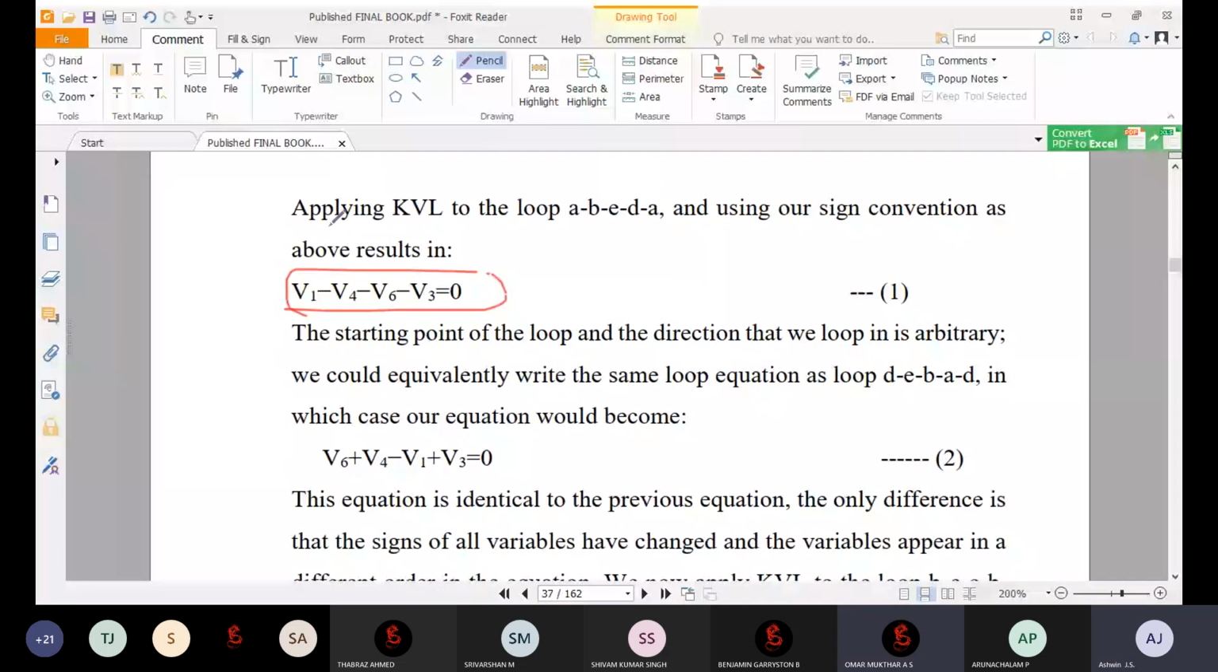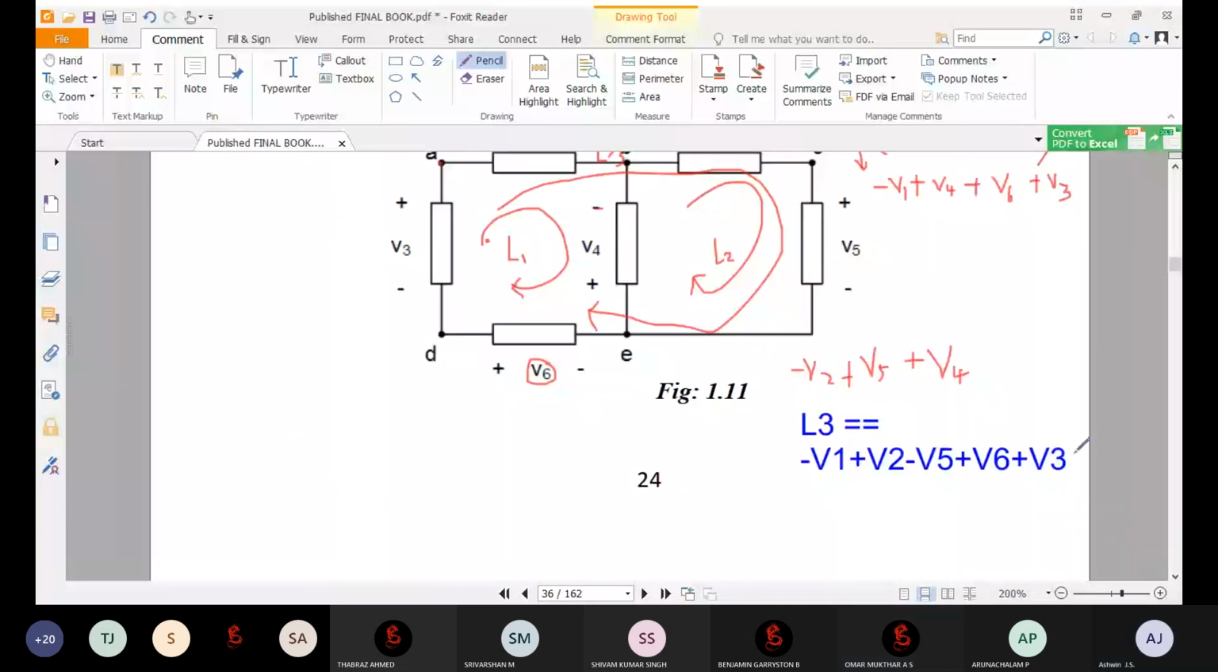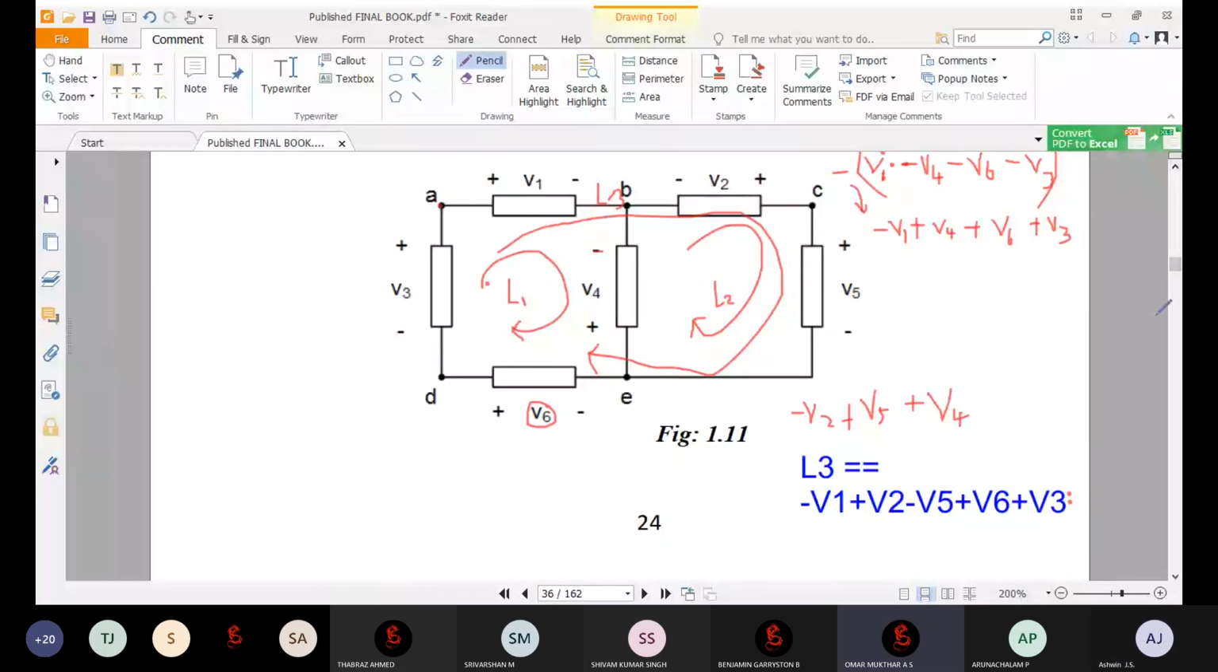Sir, can you go up and apply Kirchhoff's voltage law once again and show only loop 3, sir? Yeah. Loop 3. Okay, sir. Thank you, sir.